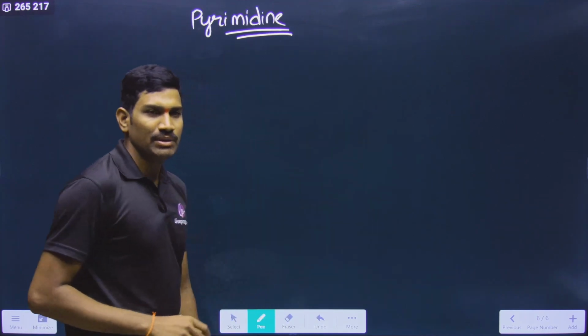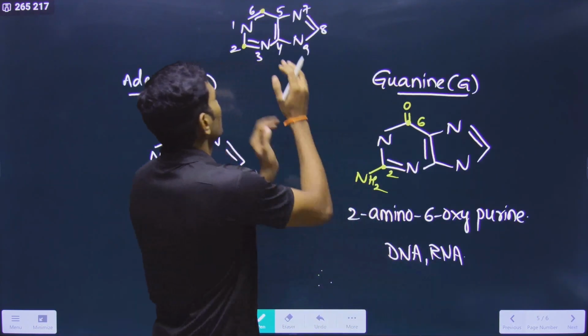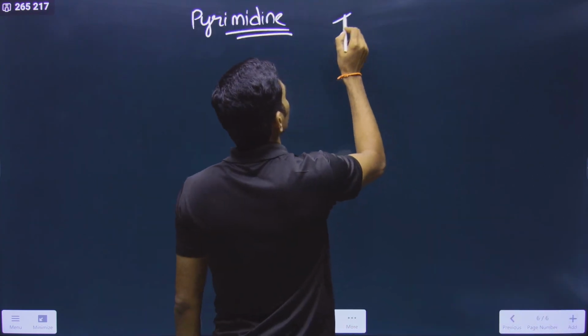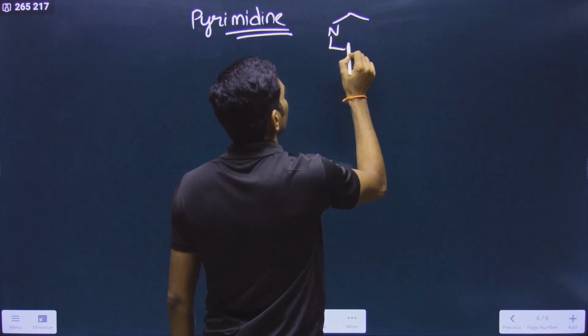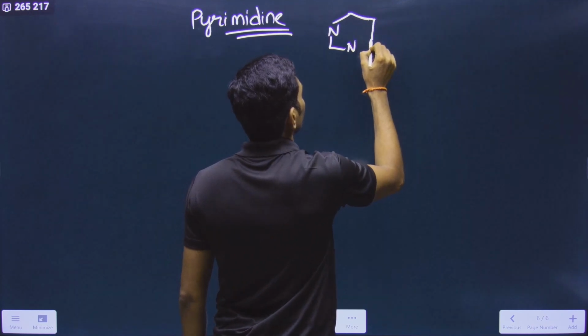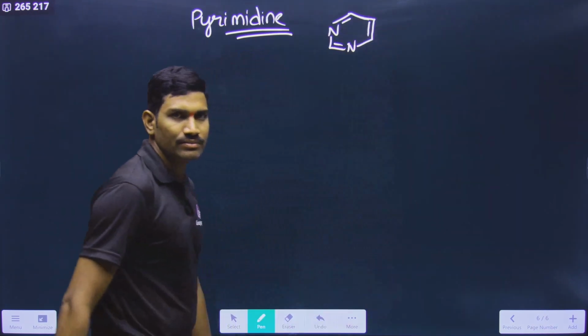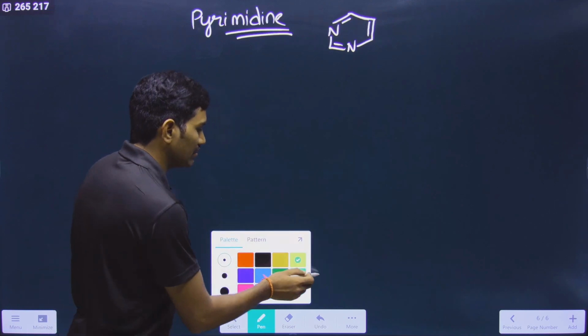Pyrimidine. In the pyrimidine, what are we getting? Only the first ring is called the pyrimidine ring. So draw only the first ring. And here also double bonds. You just keep it like this. Over. But the point here is numbering.